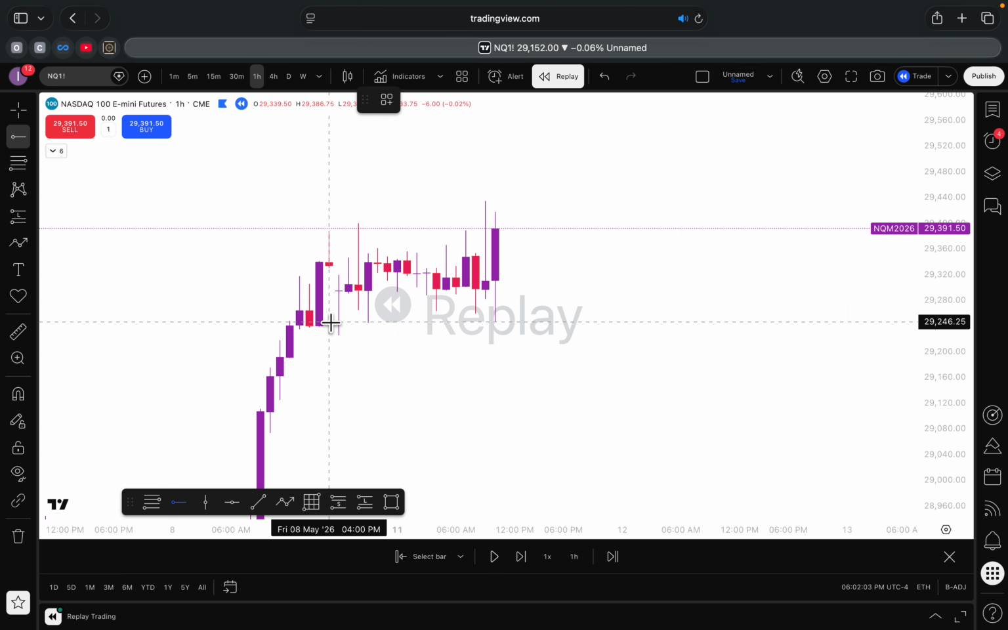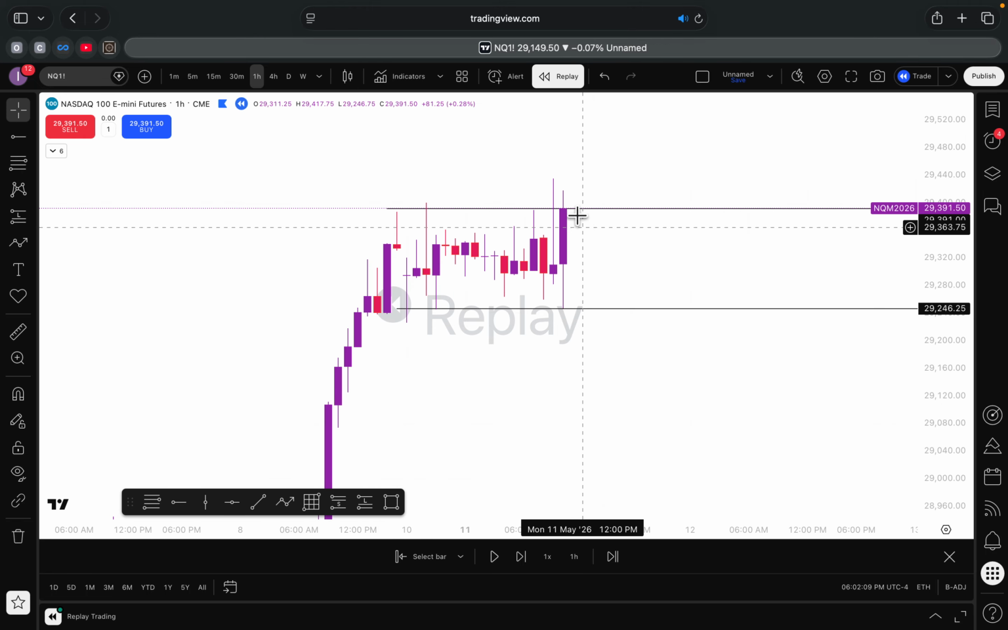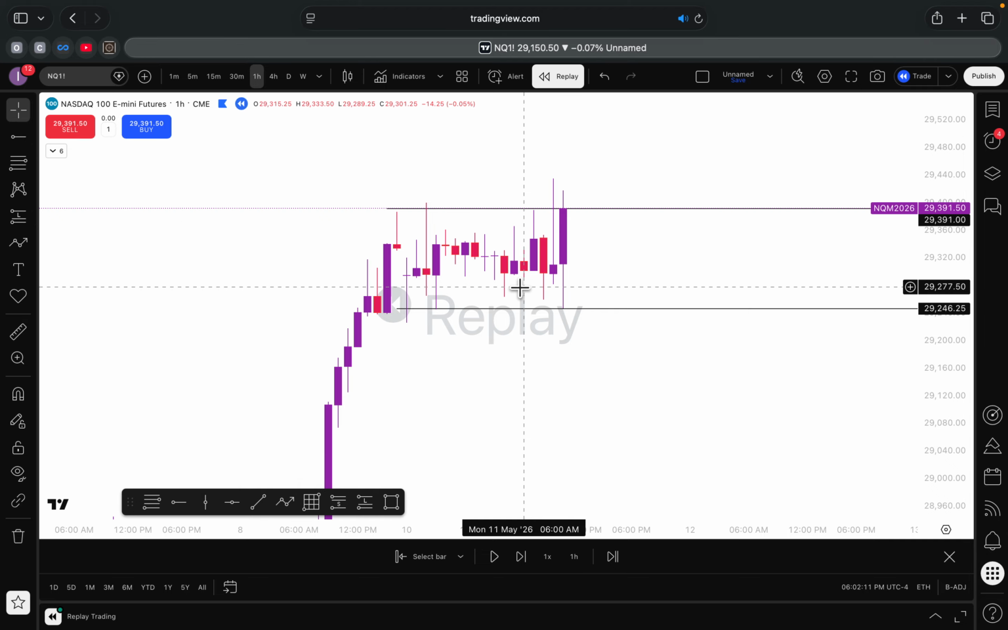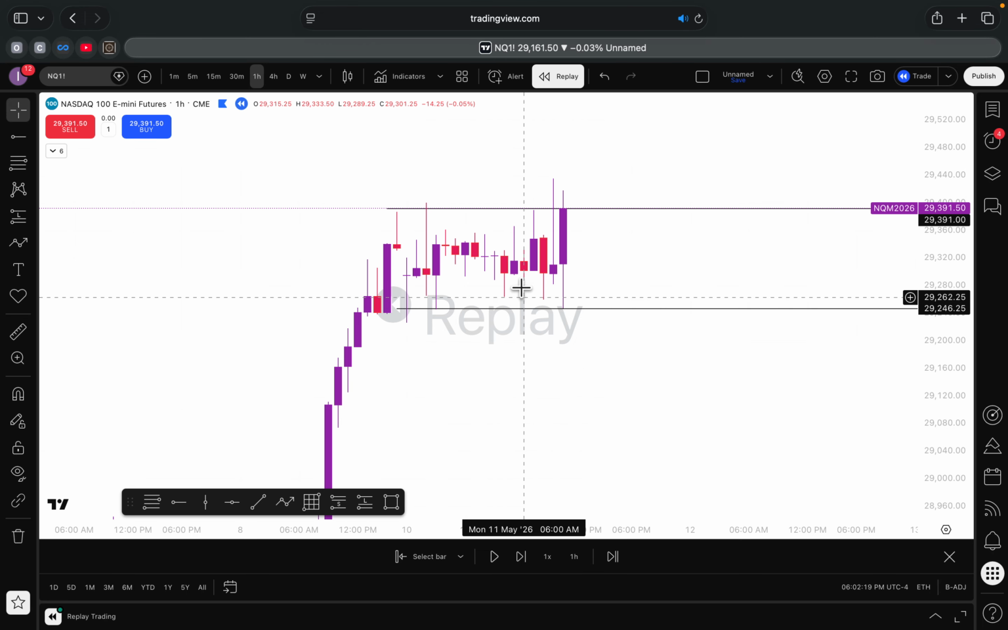So price was here, right? This is a 1 hour time frame. So I hopped on the 1 hour and I saw price was just choppy. It was nothing but wicks, right? So this level right here tells me we have sellers here. This level tells me we have buyers here. Each time price goes up, the sellers step in.